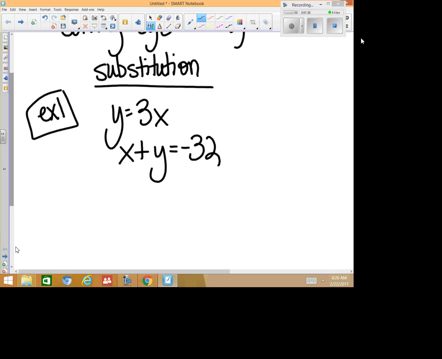Okay, write this down. The best thing you will find about these is that you don't have to solve for y.